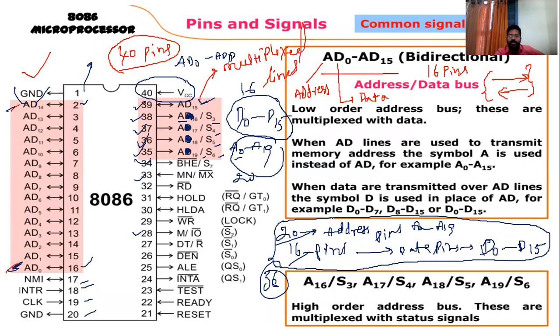These are the lines utilized as AD0 to AD15. Remember, we have a 20-bit address. How many data lines are there? We have only 16 data lines, because the memory stored in the segments holds only 16-bit data. That's why we require 16 address lines and 16 data lines only.